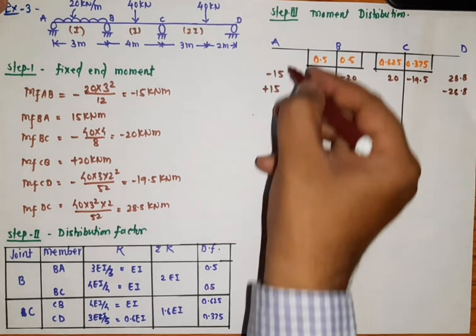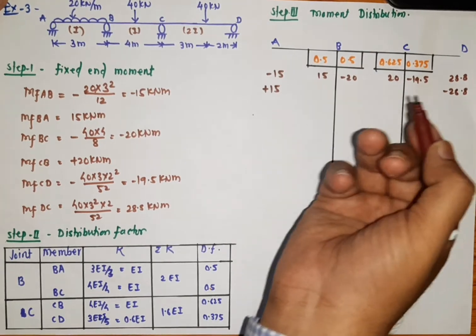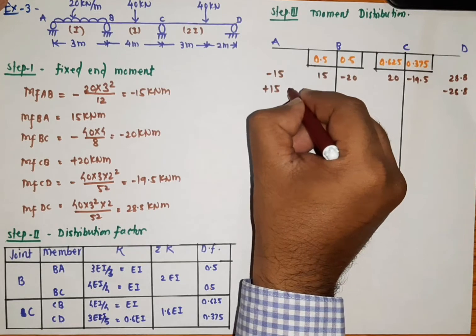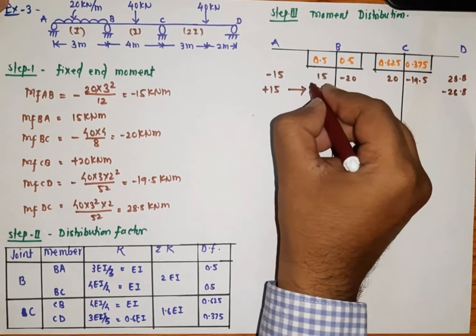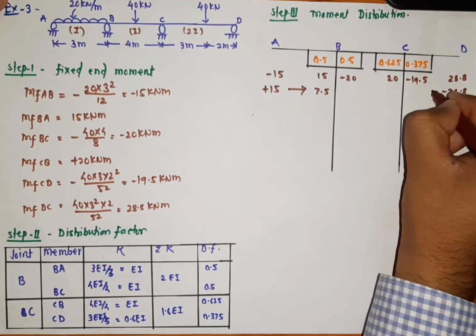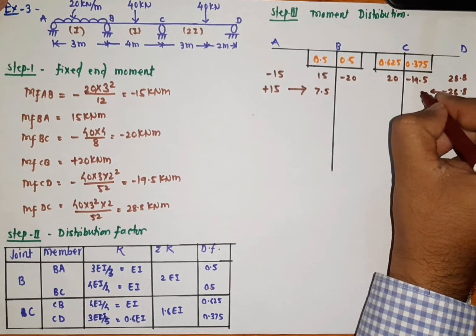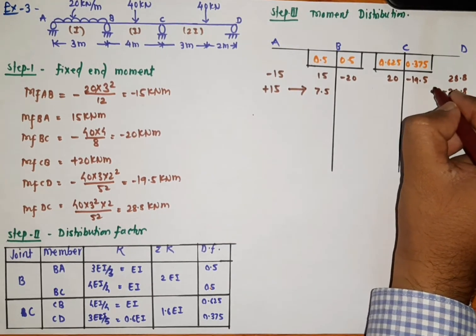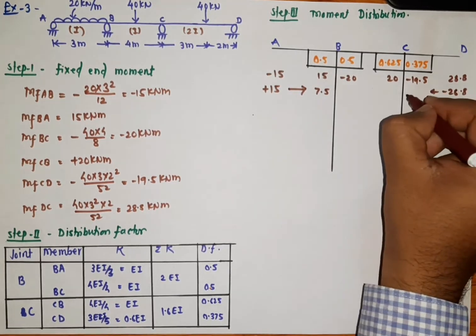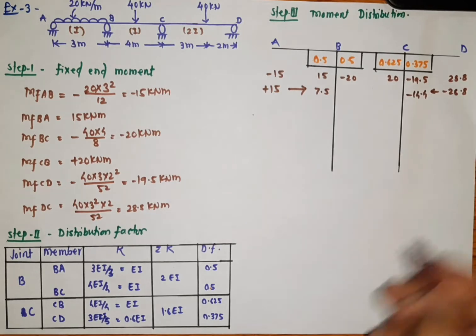Now next what to do? After this adding, as per our rule, we have to transfer half to the fixed end. It will be 7.5. Again, transfer half, 28.8 divided by 2 will be minus 14.4.